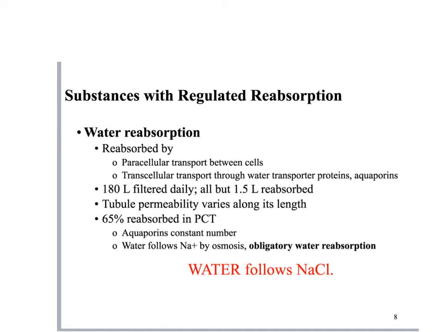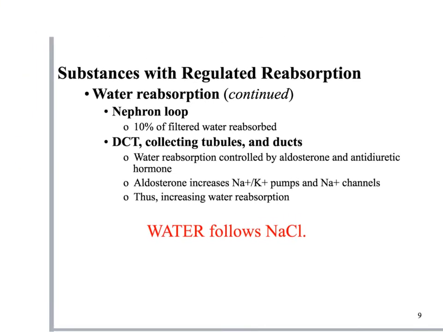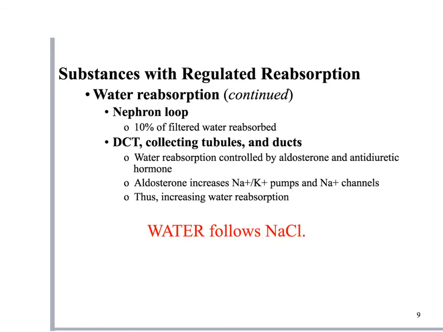Okay? In the nephron loop, 10% of the filtered water is reabsorbed, and this also occurs in the distal convoluted tubule, collecting tubes and ducts, right? And that's controlled by both aldosterone, which you just talked about, and a third hormone we'll talk about in a minute, ADH. ADH, antidiuretic hormone, right? You want to know what it does? You can think of it as this: anti-pee hormone, or anti-urine hormone.